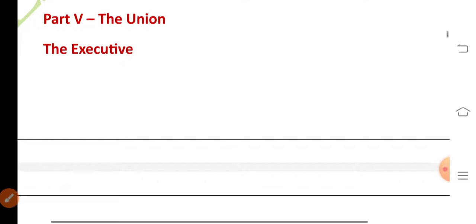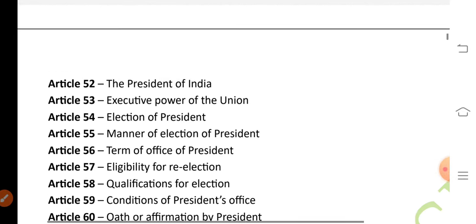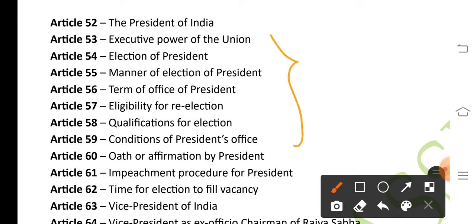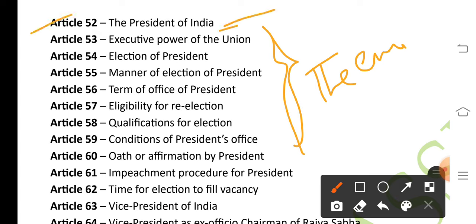Next, part 5, the union. It consists of the executive, the parliament and the CAG. So first we will discuss about the union, the union under which the executive. So these are the articles under the executive. So article 52 talks about the President of India.